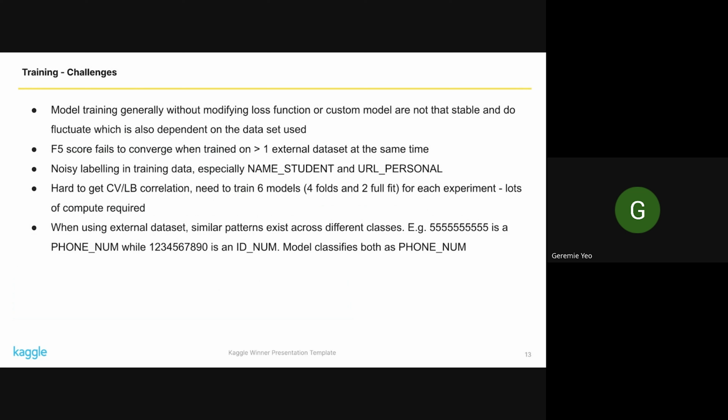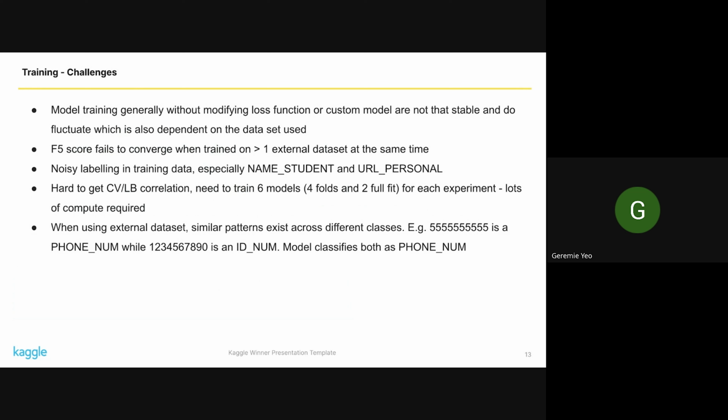Secondly, it was difficult to get CV leaderboard correlation. Training the same settings for 2 tries can yield results that differ by as much as 0.01 on the leaderboard. Due to the nature of the dataset as well, we settled with training 4 folds followed by 2 times full fit. That means we have to train 6 models for each experiment, and it's very compute intensive.